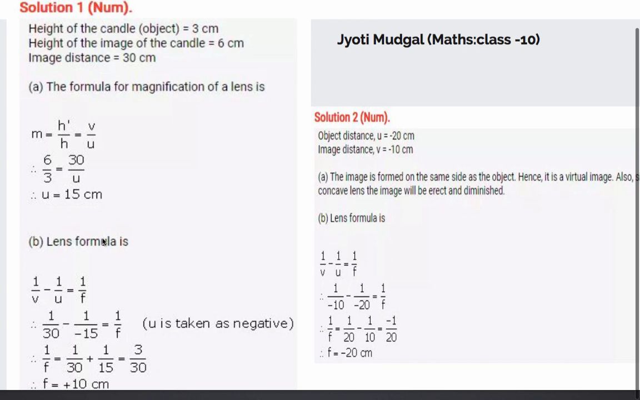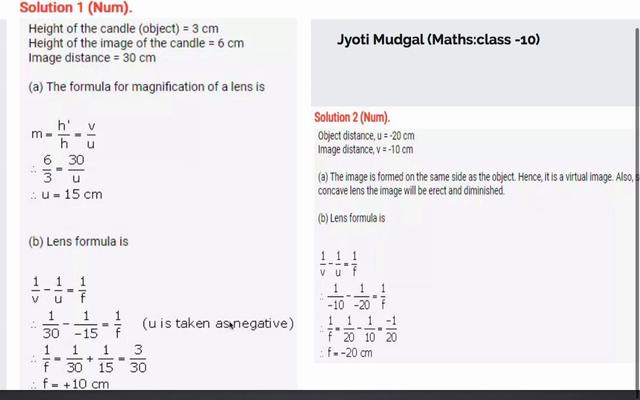Yes, the image is formed behind, so v will be positive, v is taken positive. u is 15 centimeter. For whatever lens I have told you, whether it is a convex lens or a concave lens, the object is always kept in front of the lens.